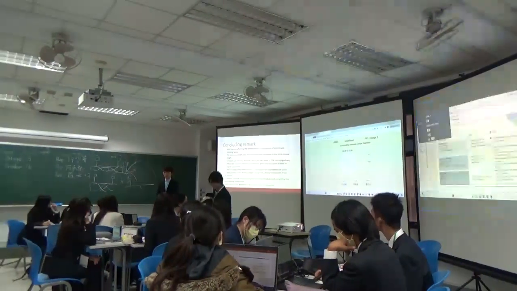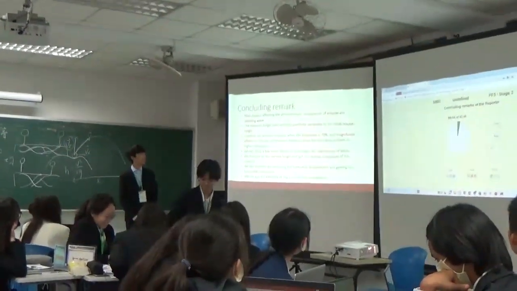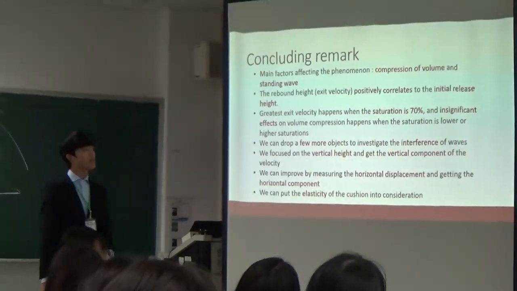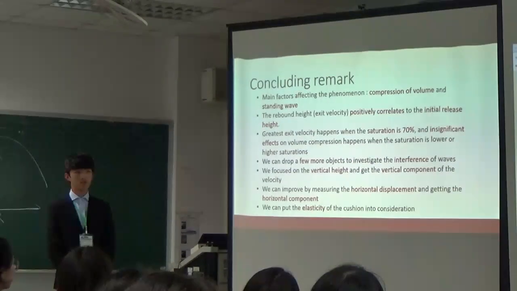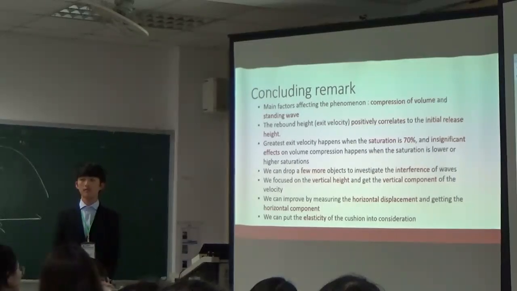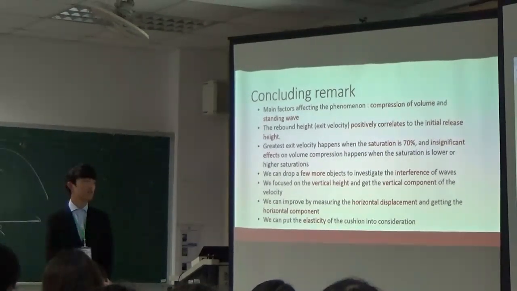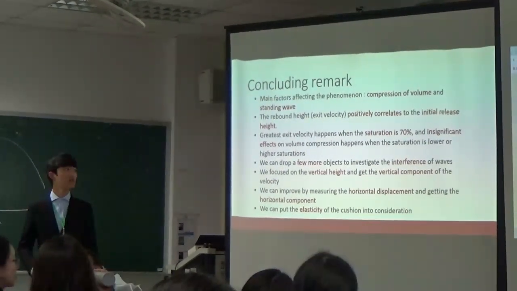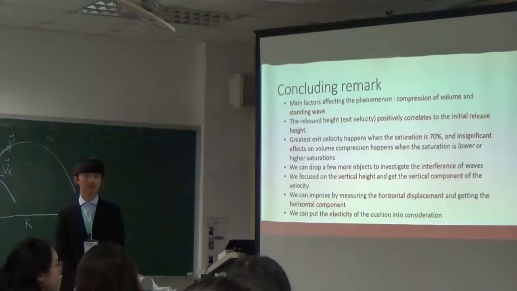This is the concluding remarks from the reporter. So first of all, according to our theory on the phenomenon, the compression of log and the standing wave are the main factors affecting this phenomenon. The rebound height is positively correlated to the initial release height according to our experimental data that our theory predicts. And the greatest exit velocity happens when saturation is 70% in our experiment. And we believe that for saturations lower or higher than 70%, there is an insignificant effect on the compression of volume. And we can drop a few more objects to investigate the interference of waves.